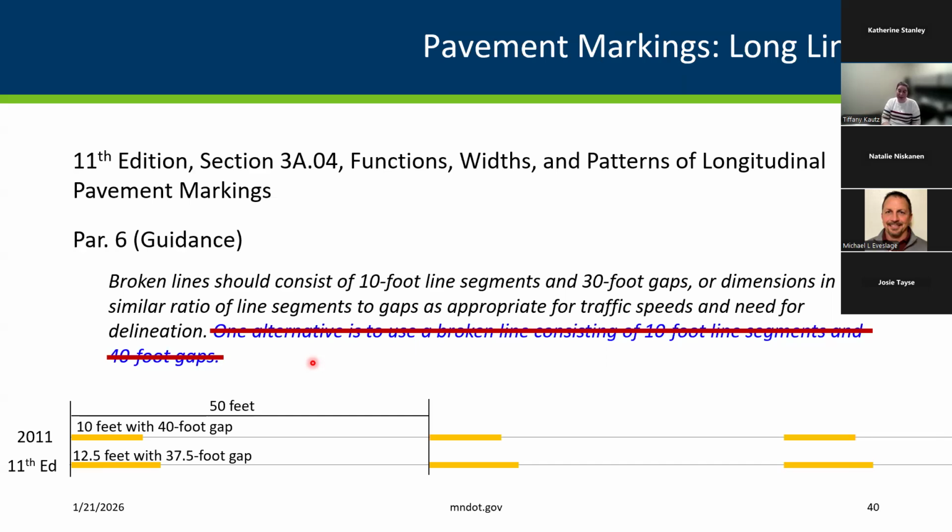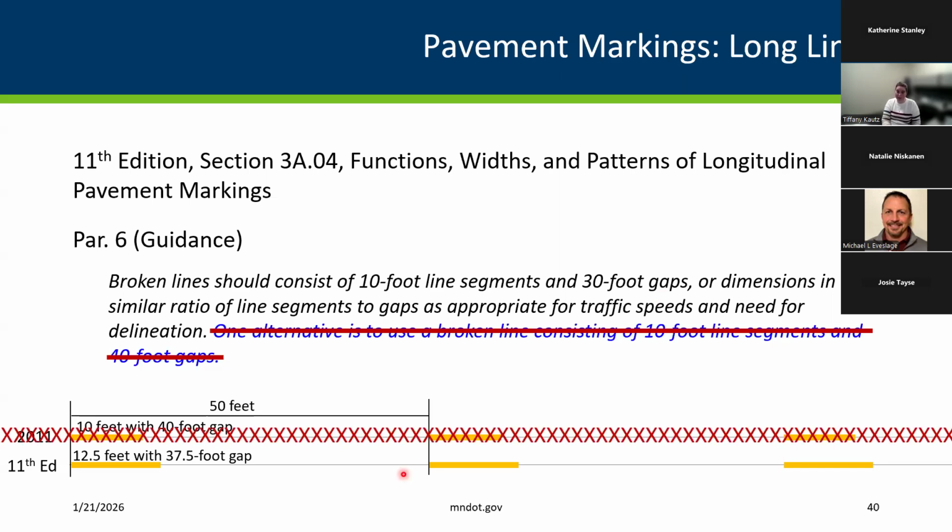MnDOT very much wanted to keep our 50-foot cycle length. So how we're moving forward is we're going to keep our 50-foot cycle length and use dimensions in a similar ratio of line segment to gap as appropriate for traffic speed, which ends up being a 12.5-foot line segment with a 37.5-foot gap. This is what they look like lined up next to each other. But again, that 10-foot line segment with 40-foot gap is no longer allowed.